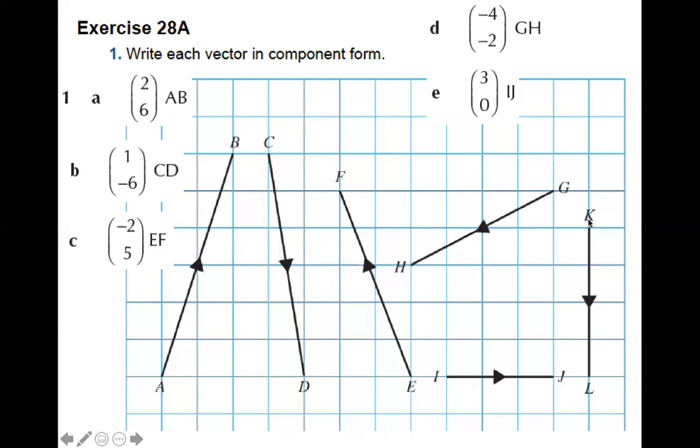And for KL, this time I'm not moving on the x-axis to move from K to L. So that means x is going to be 0, or the top value. But I'm going down this time by 4, and going down, we said, was a negative 4. So 0, negative 4. So this is the way you would represent a vector in its component form. Okay.